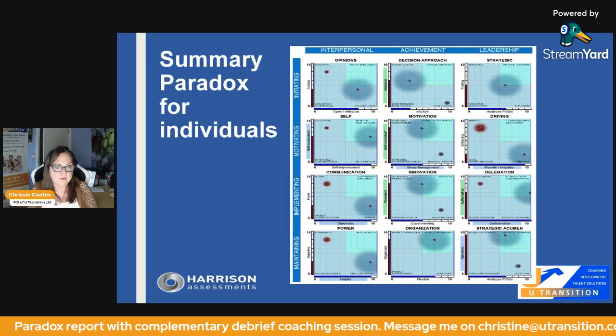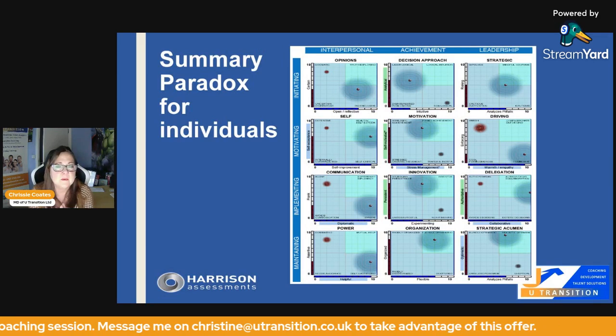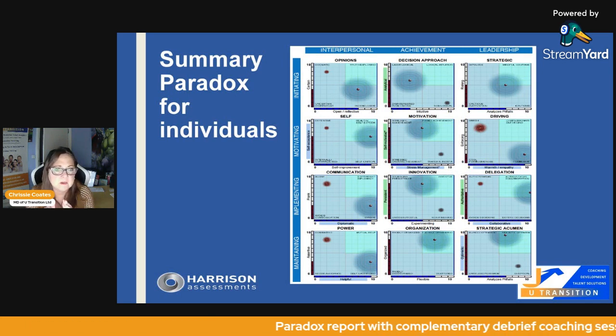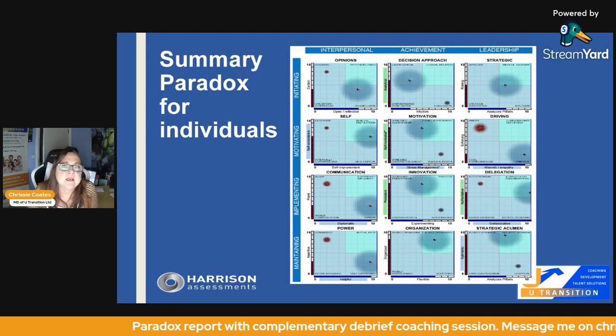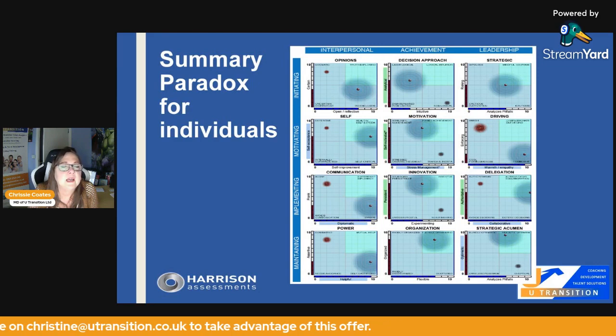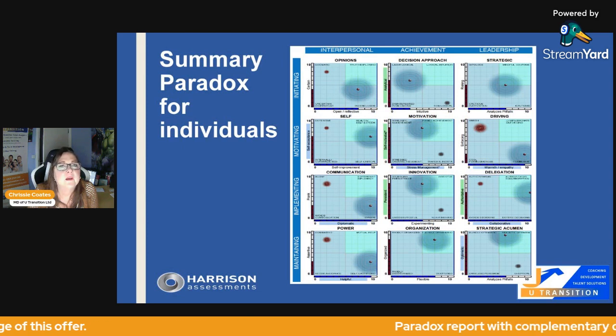So what the Paradox report gives us is a summary. I appreciate this is quite small on the screen, but you get a summary here on this overview page of the 12 paradoxes, and how they're split up is into rows and columns. So you'll be able to see on the screen here that we've got rows. So interpersonal, we've got 4 paradoxes: opinion, self, communication, and power. We've got achievement: decision approach, motivation, innovation, organisation.